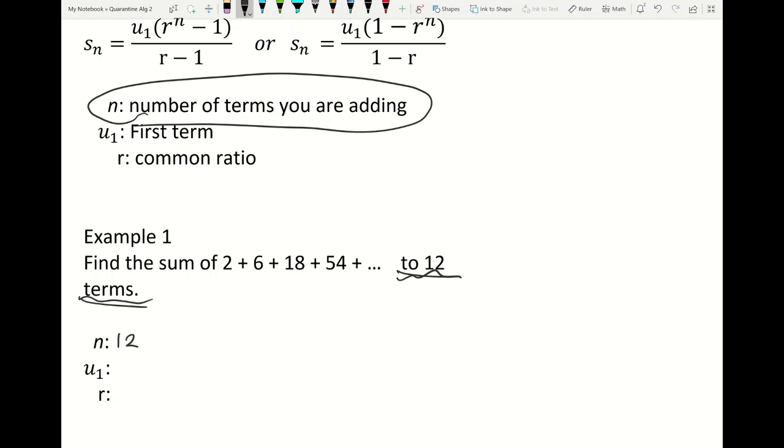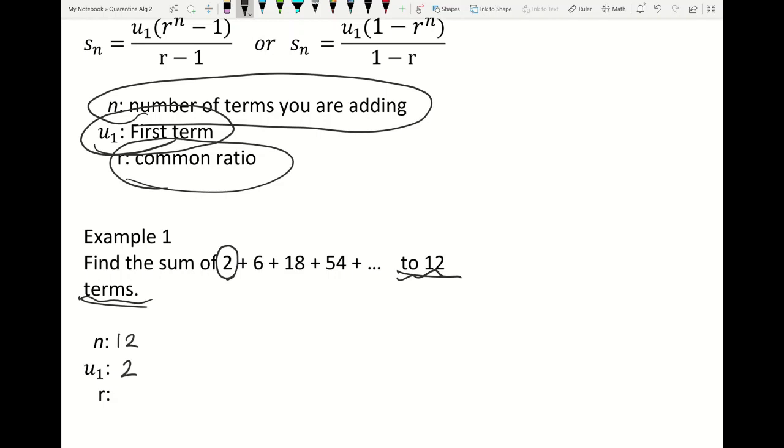And let's find U1. What is U1? U1 is the first term. Now, what is the first term of this series question? The first term is 2. So U1 is 2. Next, we need to find out R, the common ratio.